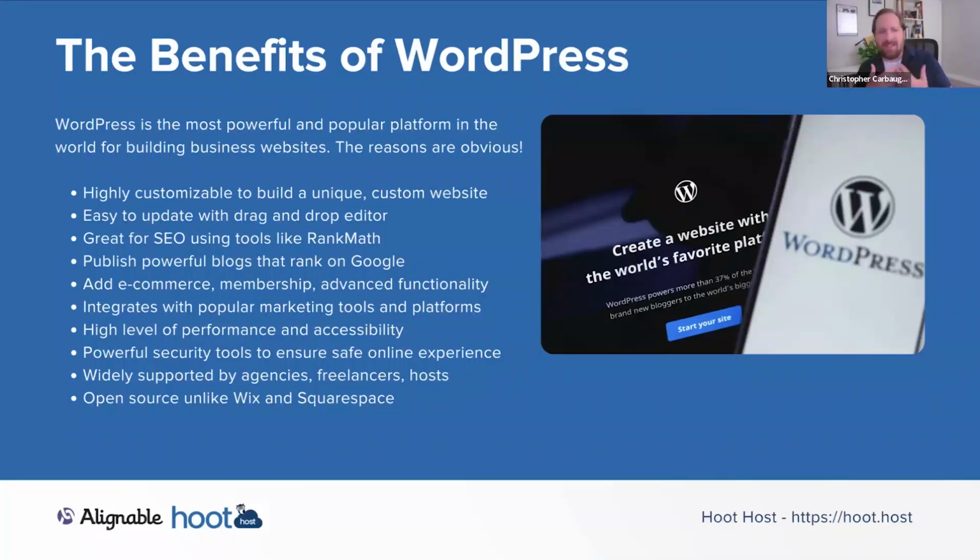WordPress is great for SEO using tools like Rank Math. You can handle all of your technical SEO, your on-page SEO and offsite to help take your online presence to the next level and make sure you're staying up with current Google standards. WordPress, of course, is the most powerful blogging system. You can use it to effectively write content and articles that are going to rank on Google and help expand your audience and get your business found more online.